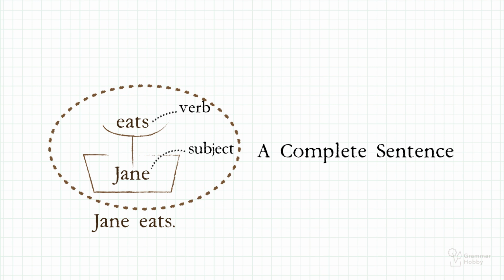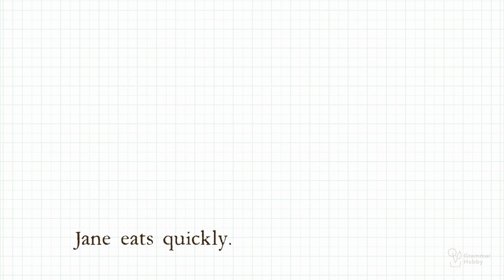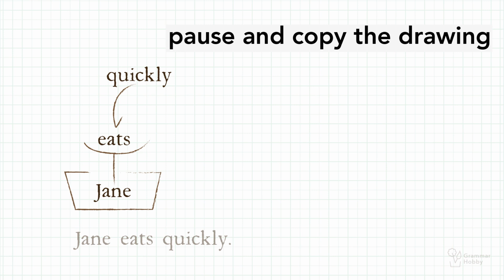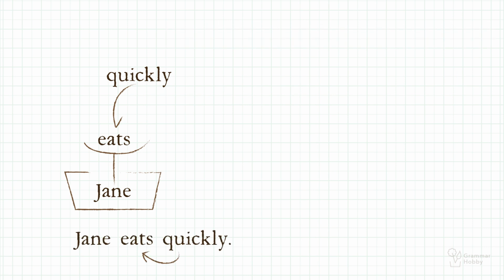What if the sentence says that Jane doesn't simply eat, but she eats quickly? How do you think you will draw the sentence? Pause the video while you try to copy these drawings. The word quickly is a type of modifier, called an adverb. It describes the verb, eats. All modifiers in sentence drawings are drawn as a branch.